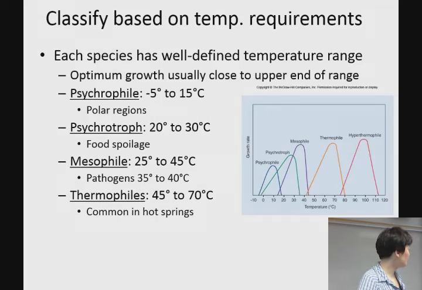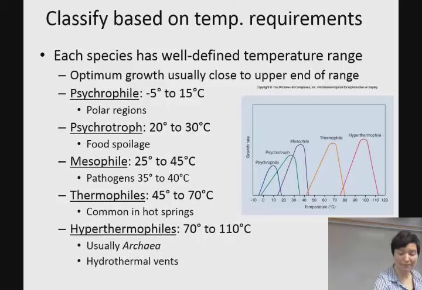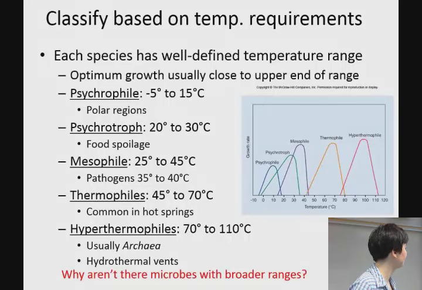And then we also have thermophiles that are heat-loving. 45 to 70 degrees is sort of the range you can find them in. They're found in hot springs. And we also have hyperthermophiles found, for instance, in ocean hydrothermal vents. And their temperature preference is quite high, usually, though not always. They're part of the group Archaea.